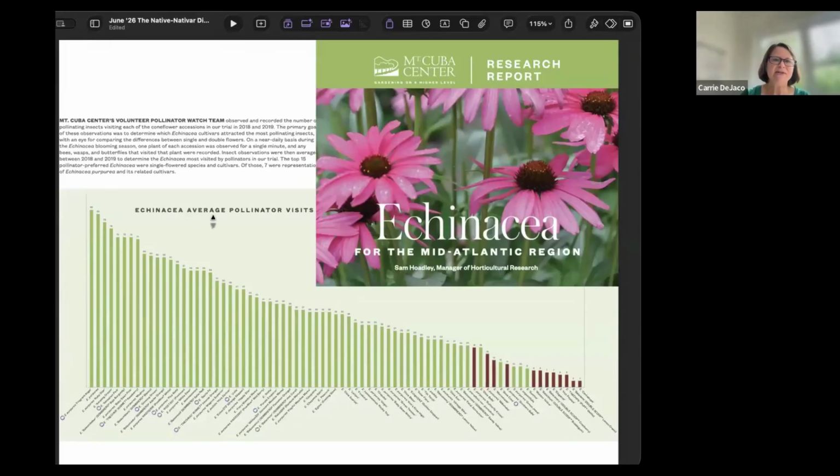These are results from a study that the Mount Cuba Center did a handful of years ago, looking at the number of pollinator visits to different species and different cultivars of Echinacea. Each one of these lines is showing how many pollinators visited the plants of those different kinds. Across the bottom, we've got tons and tons of different cultivars of Echinacea. Some of them are Echinacea purpurea, some of them are Echinacea hybrids. As we go down and down, we've got fewer and fewer pollinator visits to these different kinds of plants. I'm going to zoom in now a little bit and show you what this is like.